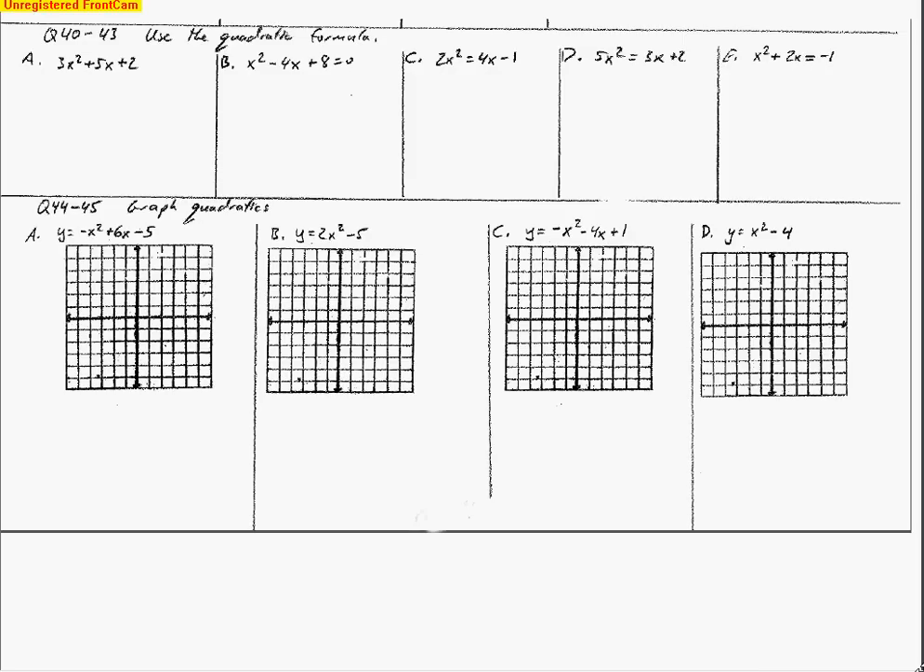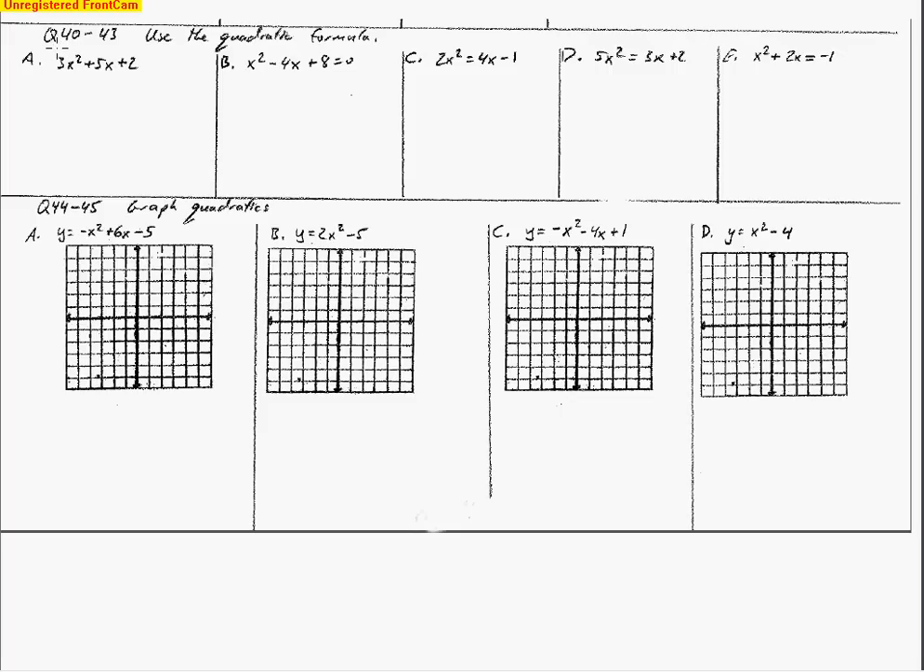On questions 40 through 43, they're going to ask us to use the quadratic formula in some respect, and that's what we'll do on these 5 problems. So the first thing to do is always make sure it's set equal to 0, and you don't see even an equal sign here, so you don't have to worry about that.